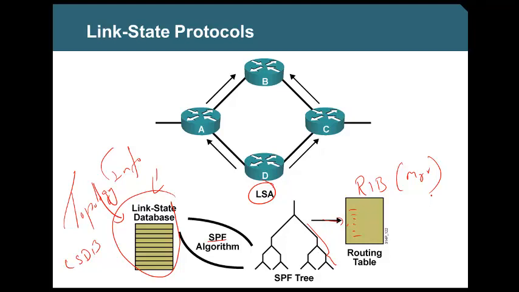For example, EIGRP gives a route for a destination. EIGRP administrative distance is 90. OSPF, after running through the LSDB using the algorithm, also gives a route for the same destination. OSPF administrative distance is 110. Now the RIB, the manager, will use only the EIGRP route.